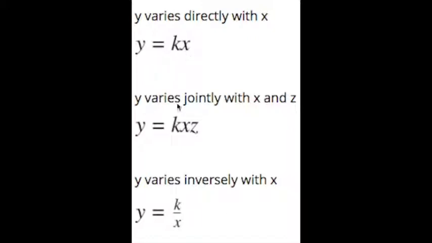Now, if we say varies jointly with x and y, it's still multiplication. It's just letting you know that you've got two variables multiplying together with your k, your constant. And then y varies inversely with x. Now, when the phrase inversely is used, it indicates division. So you've got k over x. Now remember, you have to solve for k before you solve for y. So we'll make some more sense of that once we get into a couple of the example problems.